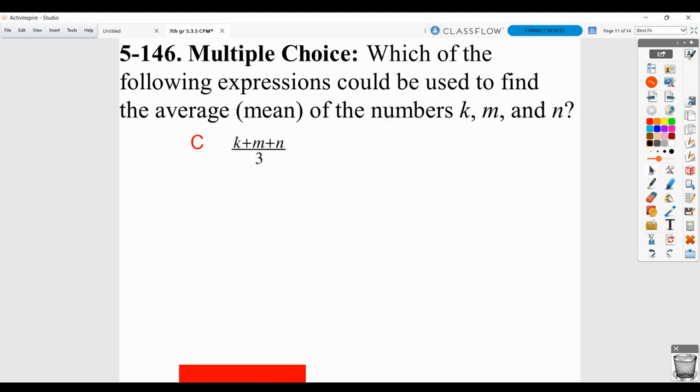Here you had to figure out which one was correctly going to show you how to find the mean of the numbers k, m, and n. So again, k, m, and n are just variables that are representing unknown numbers. How do we find an average of three numbers? We add them up, we get the total, and then we divide that by 3. So that would be letter C.